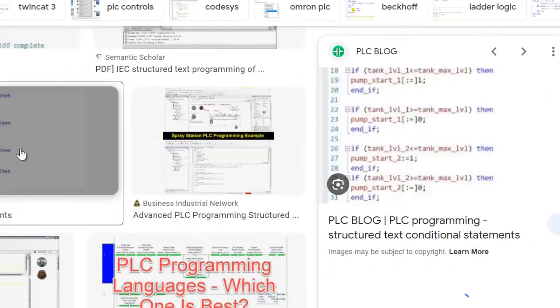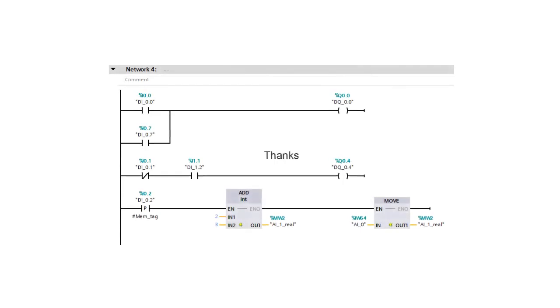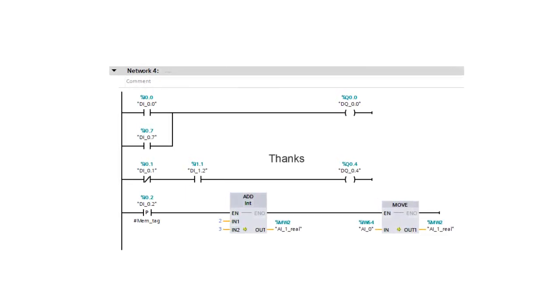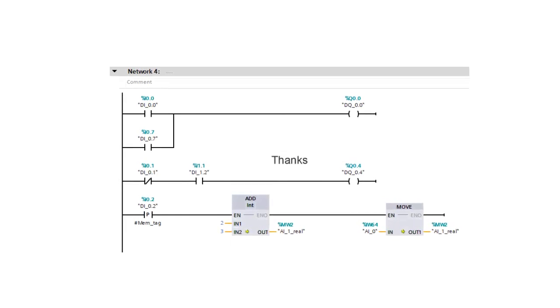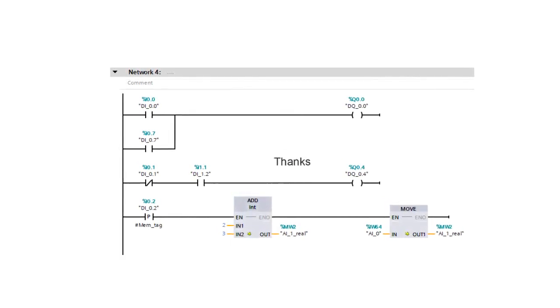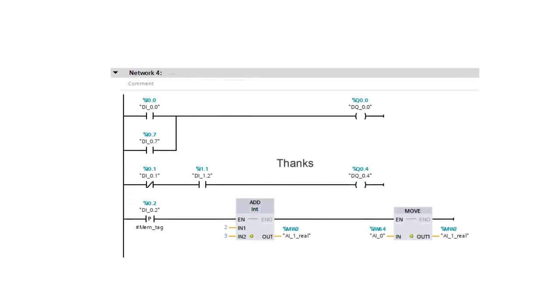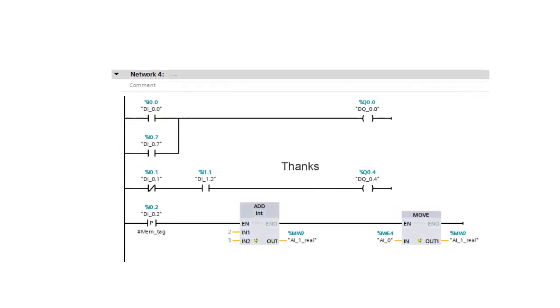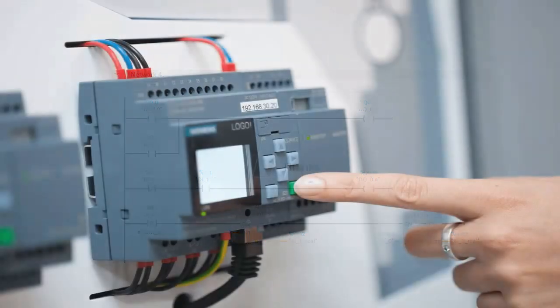SFCs can incorporate other programming languages, such as ladder diagram, LD, or structured text, ST, to perform specific actions or calculations within steps. SFCs provide a visual representation of the control flow and make it easier to design and understand complex sequential operations. They are commonly used in industries such as manufacturing, process control, and automation to model and control complex systems with multiple states and operations.